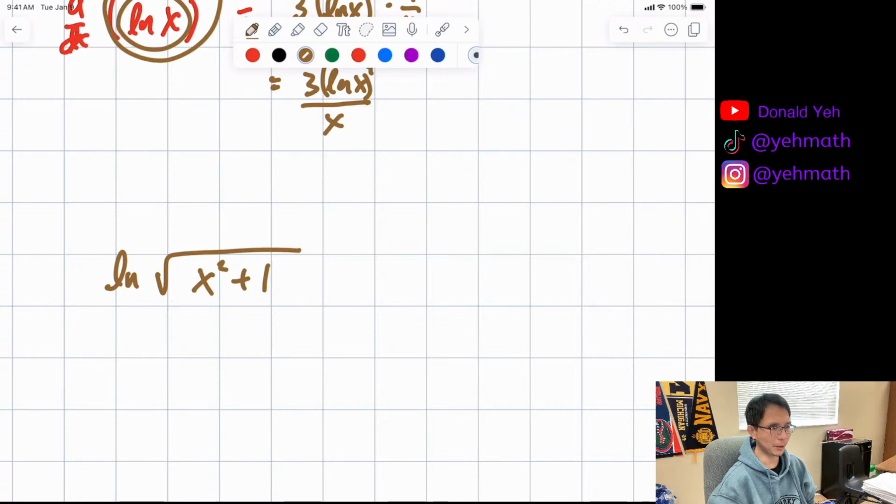It seems like everybody has a hard time with this one. But it's actually think about algebra before you think calculus. Think algebra before you think calculus.